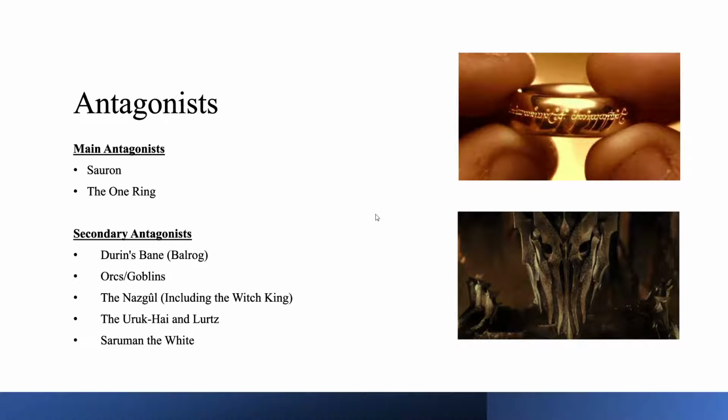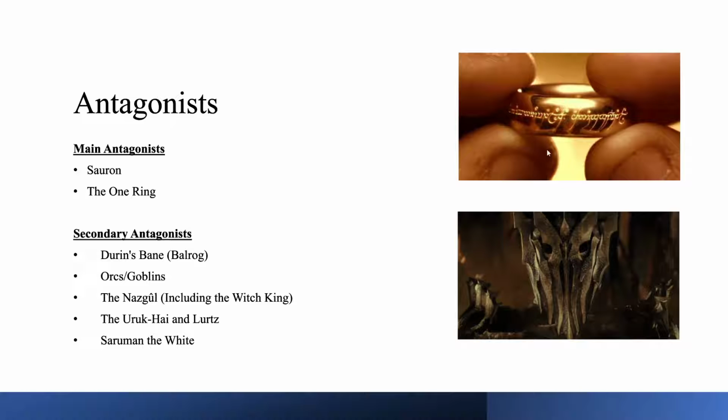And now for the antagonists. This one was much easier to determine. I would say that the two main antagonists of the film are Sauron and the One Ring. Now, I understand that the One Ring is not really a character, but it is definitely an antagonistic force. Almost anyone who knows the lore behind the Lord of the Rings knows that the One Ring is basically an extension of Sauron himself, and the One Ring has its own mind, it has its own consciousness.